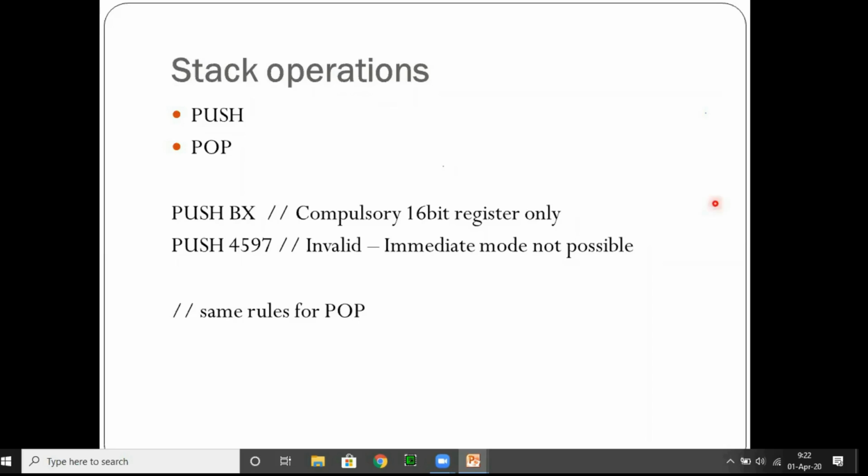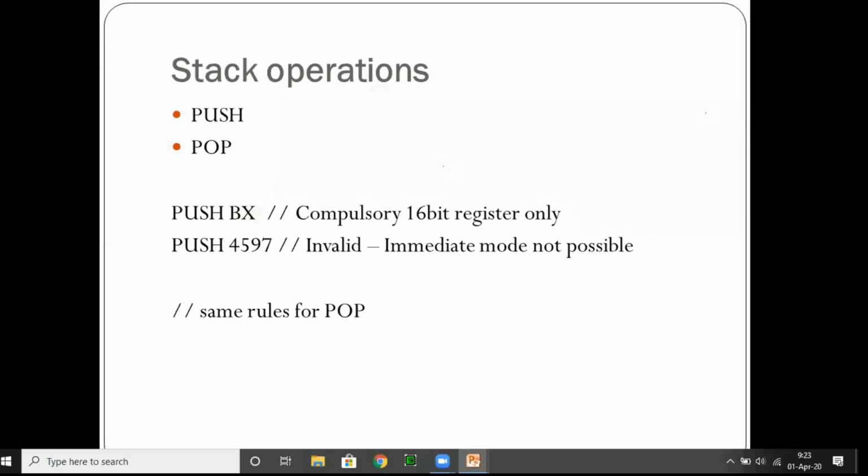So I'm highlighting the point here. Look at here. PUSH BX. I have taken BX as an example. It could be any register, but the rule is compulsorily a 16-bit register only. We have 4 registers A, B, C, D. AX, BX, CX, DX are 16-bit registers. AL, AH, and so on are 8-bit registers. Here, compulsorily it is BX. If not BX, it should be CX, AX, DX, anything else. But it should be 16-bit only.